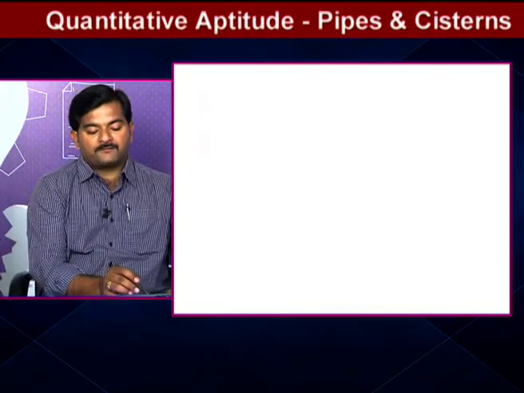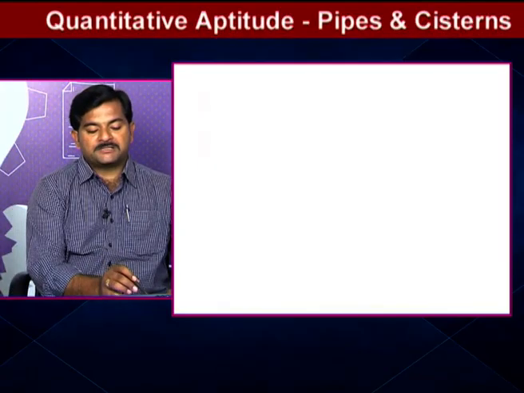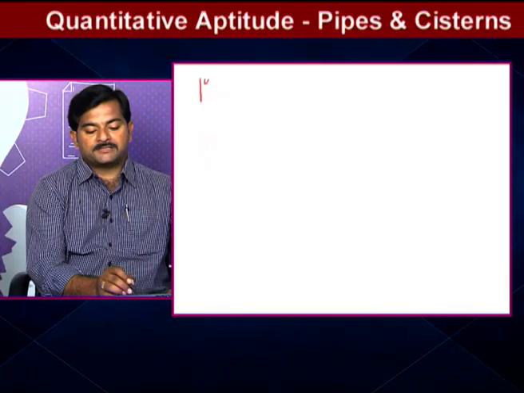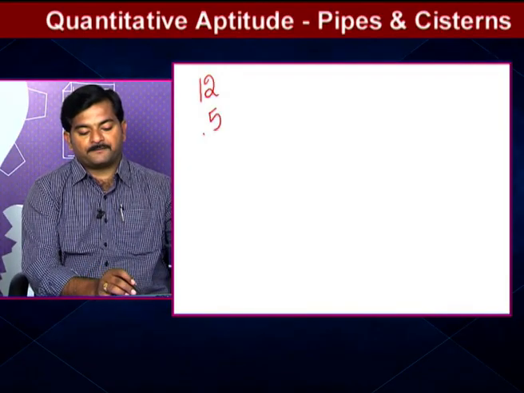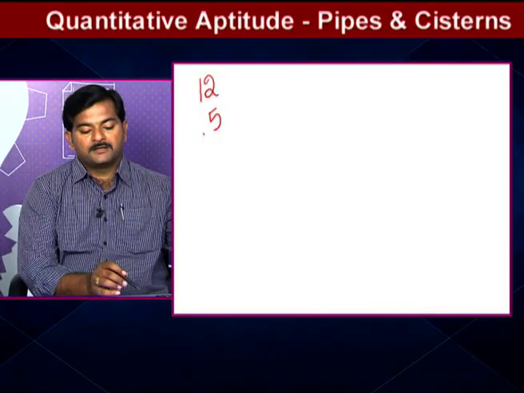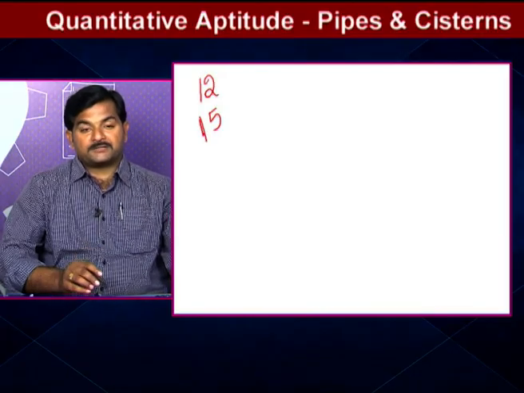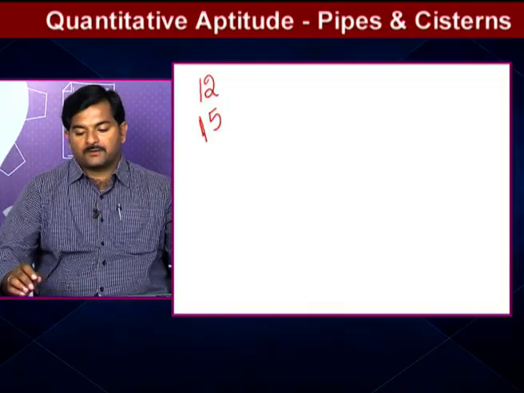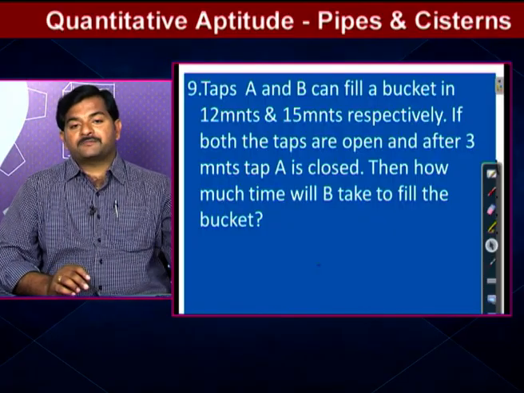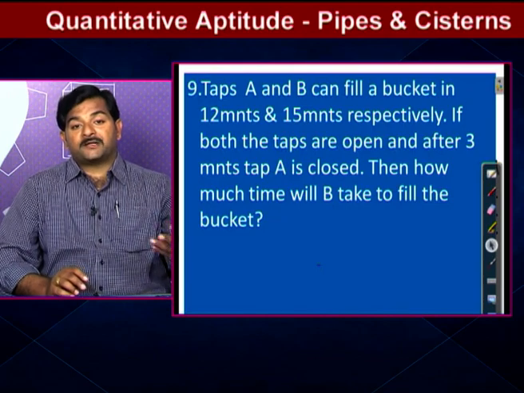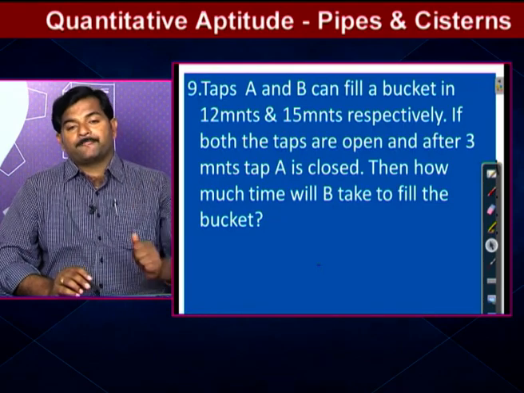So here it is given regarding 2 pipes. The first pipe takes 12 minutes. The second pipe takes 15 minutes, right? That we also know. And see, only 2 pipes are there. But what happens if both the taps are opened and after 3 minutes tap A is closed? So here the logic is very clear.